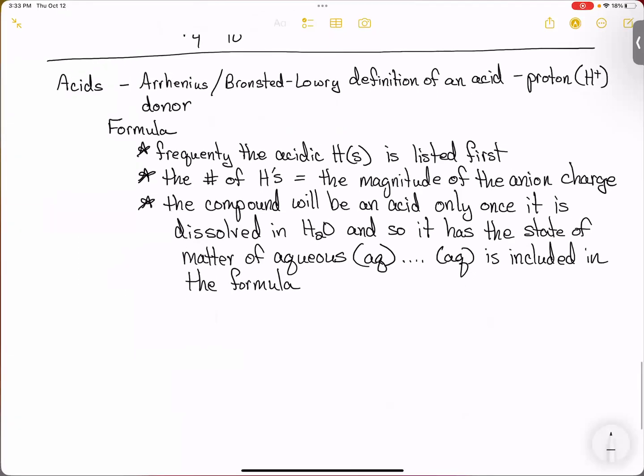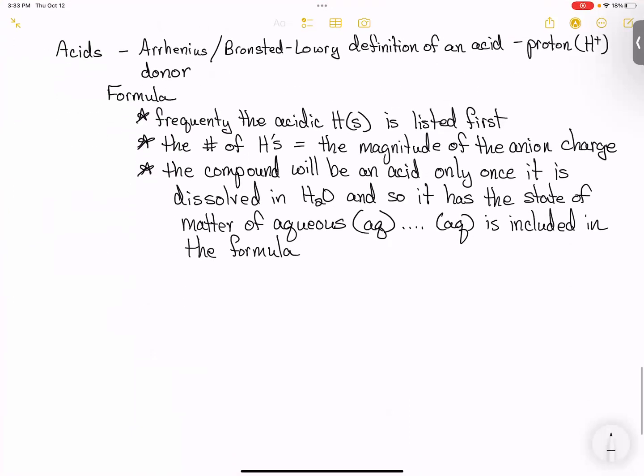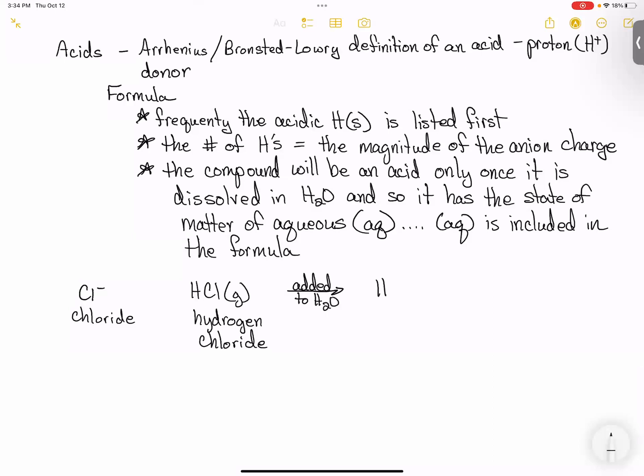So Cl minus. This is chloride. We've already talked about if it's HCl in the gas form, this is hydrogen chloride. But when hydrogen chloride is added to water, then we get our acid of HCl, aqueous.